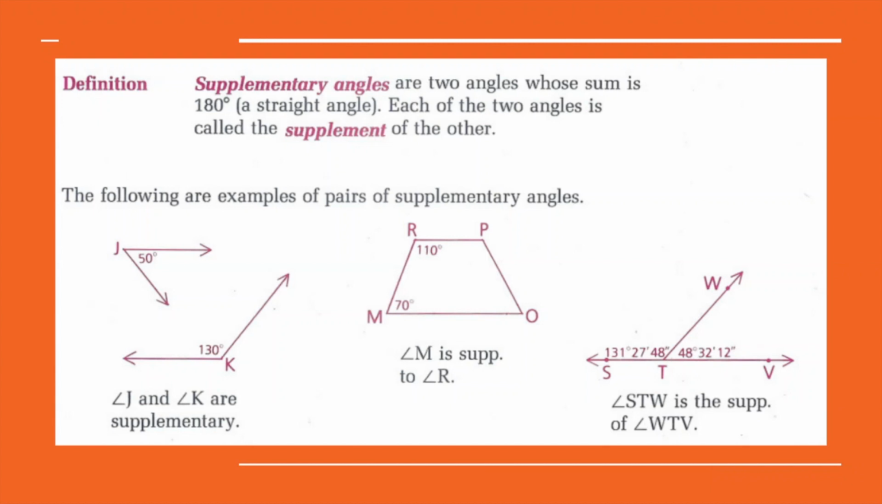The definition of supplementary angles is two angles whose sum is 180 degrees, which is a straight angle. Each of the two angles is called the supplement of the other. These are examples of supplementary angles. Angle J and angle K are supplementary because they add up to 180 degrees.